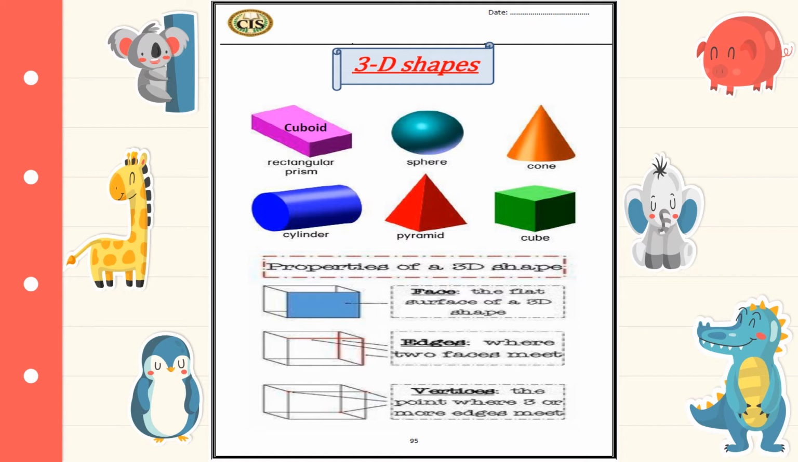We have here 3D shapes like rectangular prism, sphere, cone, cylinder, pyramid, cube. What is the face? The face is the flat surface of a 3D shape. What is the edge? Edges are where 2 faces meet. What about vertices? The point where 3 or more edges meet.